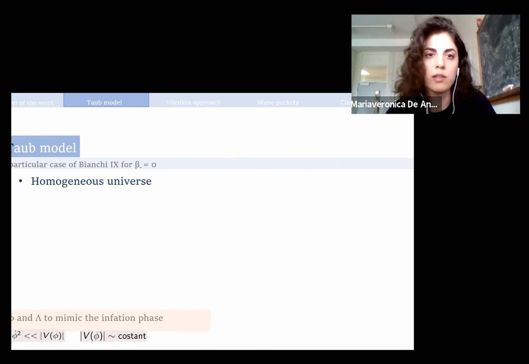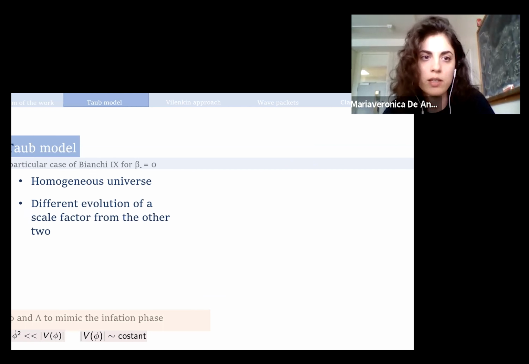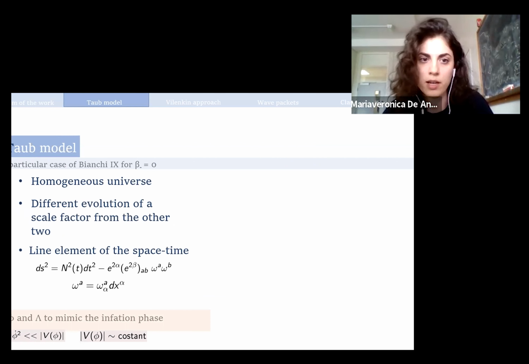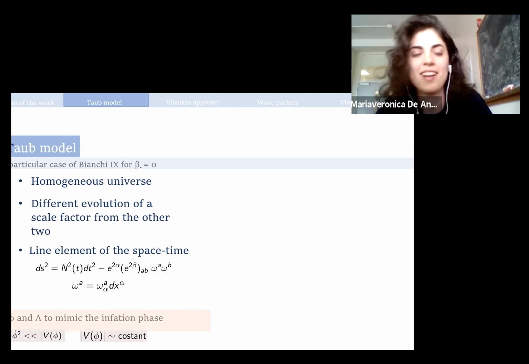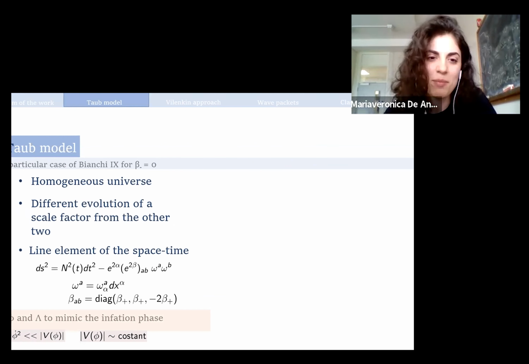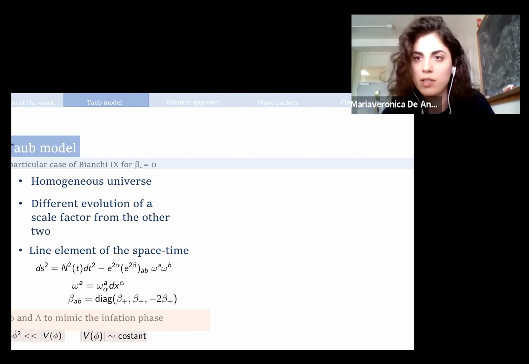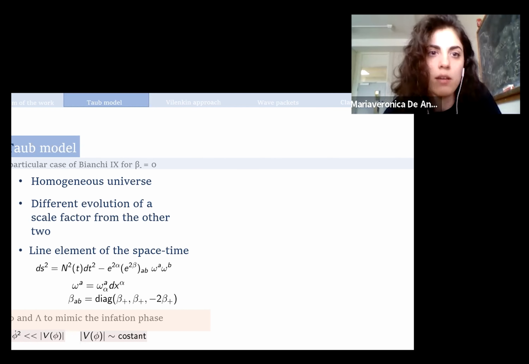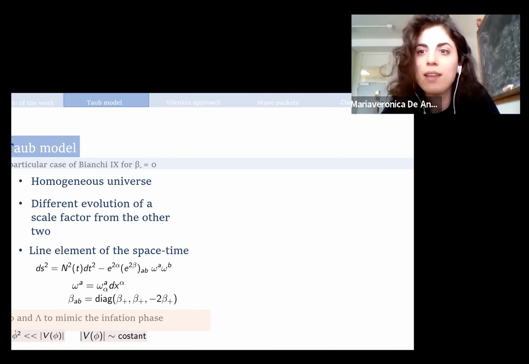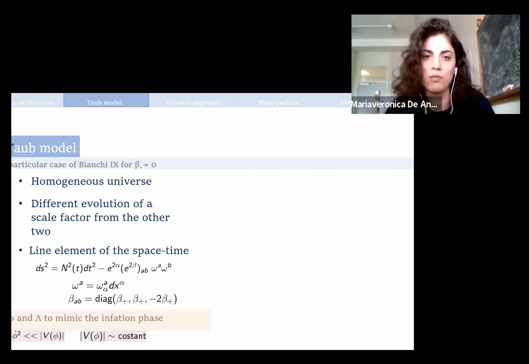The Taub model is a homogeneous universe that is anisotropic, so it has a different evolution of a scale factor from the other two, and the space-time is described by this kind of line element, in which omega A are the left invariant one-forms, and beta is the matrix that contains the gravitational degrees of freedom. So in this case, the anisotropy, and there is just one anisotropy, beta plus. The other one, beta minus, is equal to 0. For beta minus different from 0, we will have the Bianchi-9 model, that is another kind of model.